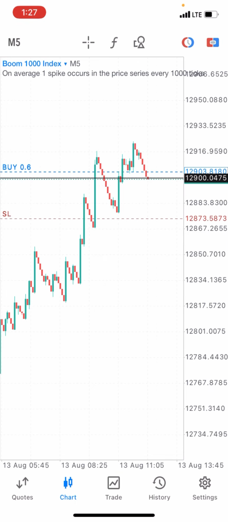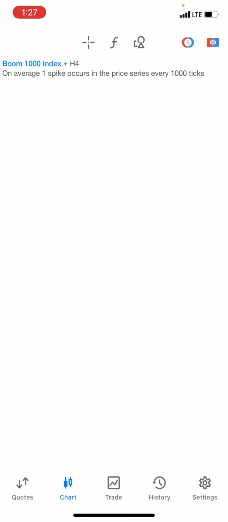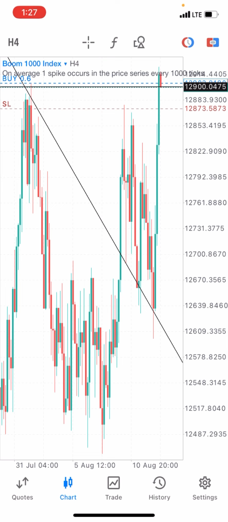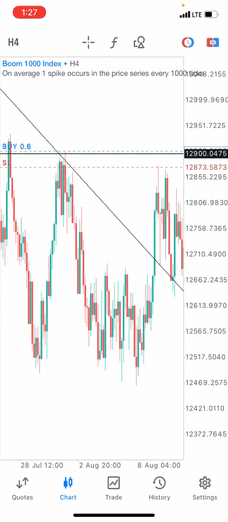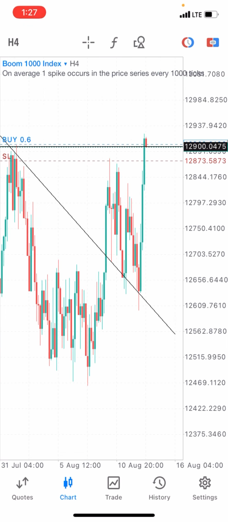All right, so where do you do this? You want to be doing this on the higher time frame, like the 4 hours time frame. As you can see, the previous candle ended bullish, closed bullish with a little bit of rejection, which is the reason why the price is pushing down at the moment.